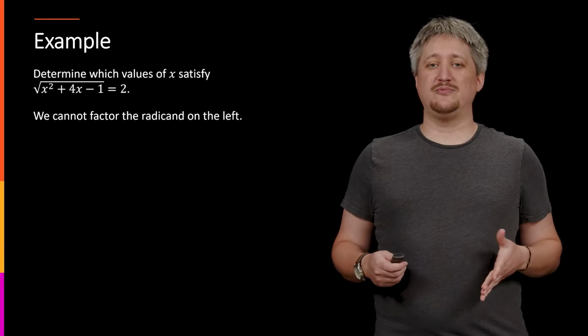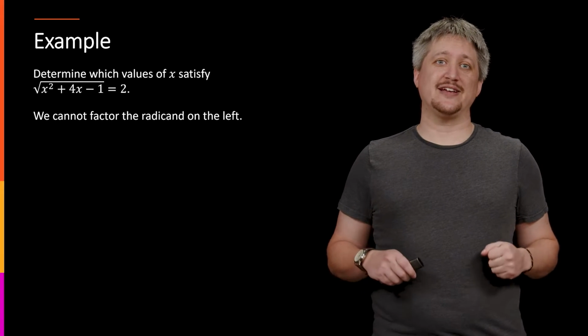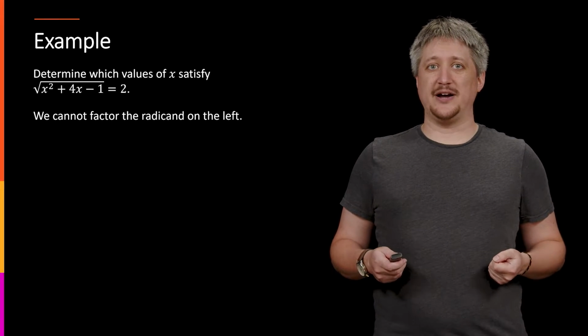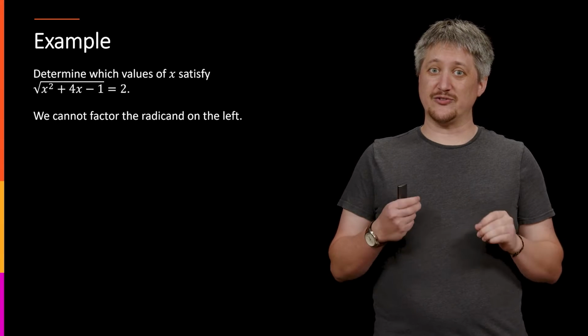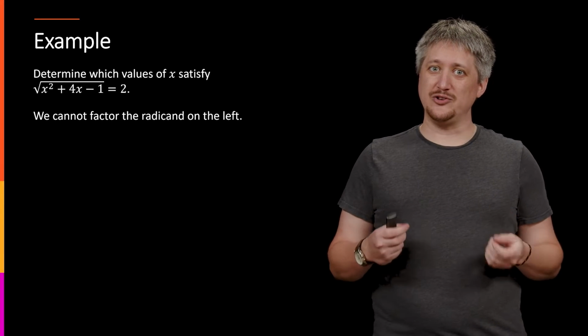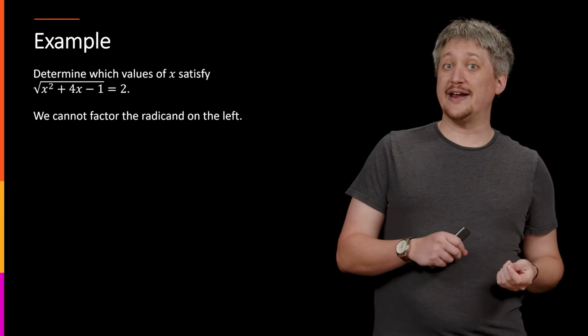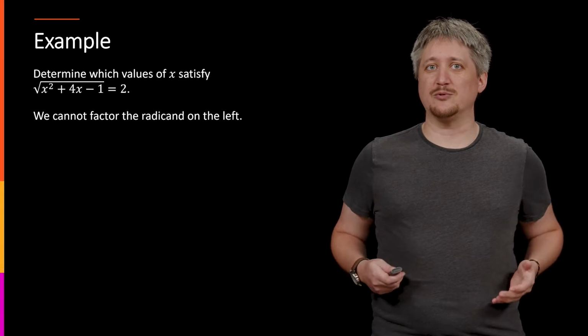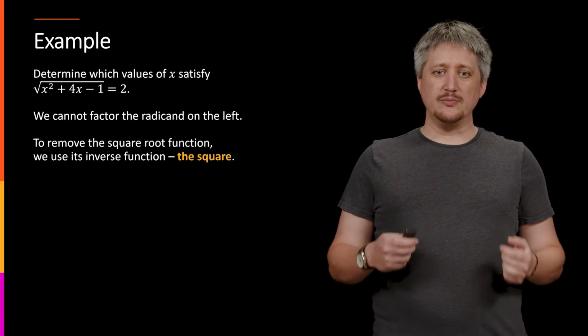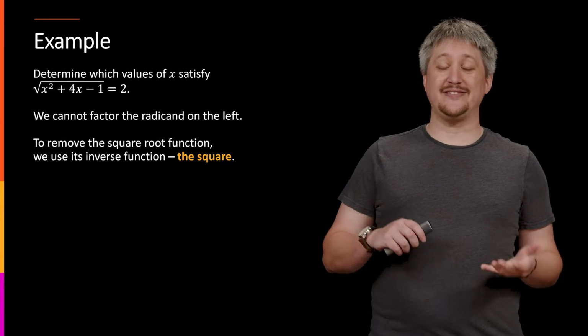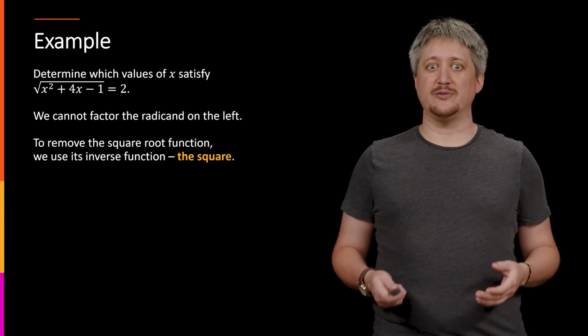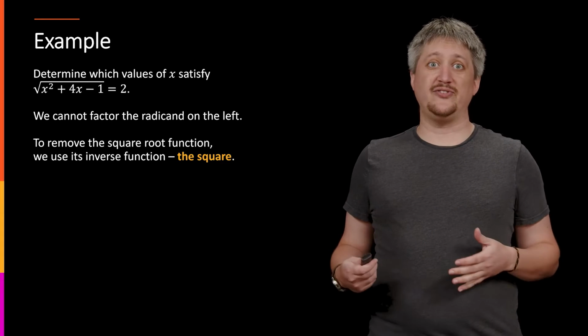I can actually go about this a different way, which is that I can try to undo the radical by using the inverse functions property. We're used to using radicals to undo powers, but we can use powers to undo radicals. So that's the technique that we're going to try here. To remove the square root function, we're going to use its inverse, the square. So I'm going to square both sides.